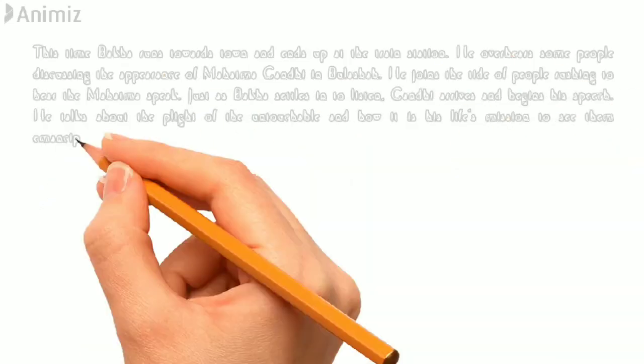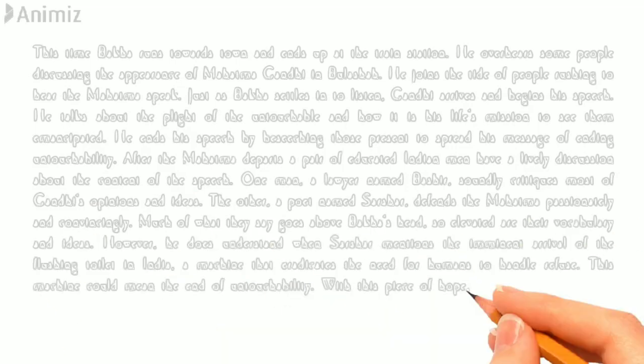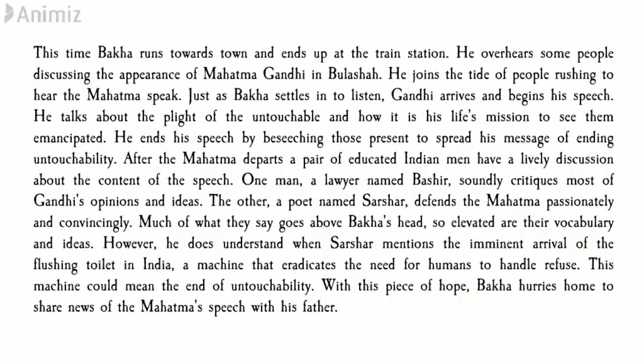So after departing from the company of Mr. Hutchinson, Baka runs towards town and ends up in a train station. Here he overhears a few people discussing the appearance of Mahatma Gandhi in Bulashah. So he eventually stays and tries to listen to what Mahatma Gandhi has to say, and he finds out that Mahatma Gandhi was talking about untouchability and how it's an evil societal norm that he wants to abolish.